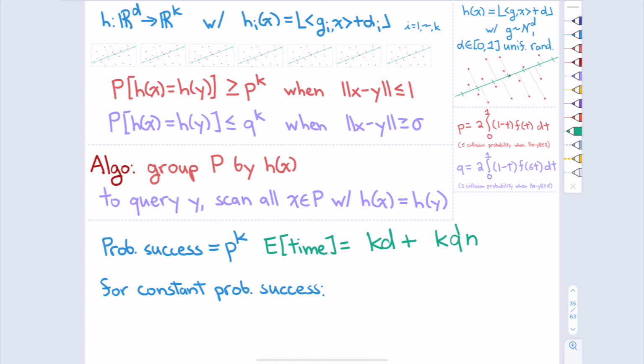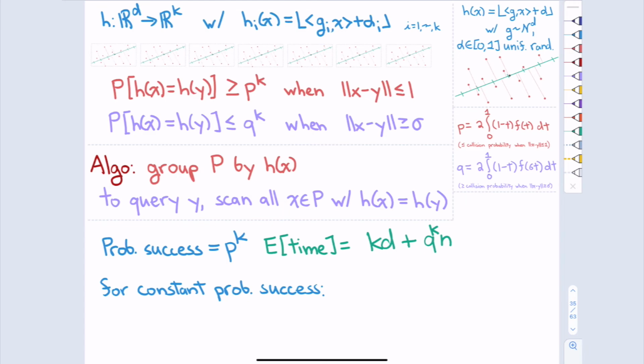We actually get a better dependence on k on that second term. We do have to compute that hash k times. That's not really a big deal. But this q to the k is fantastic, because the number of points I scan is now going down exponentially.